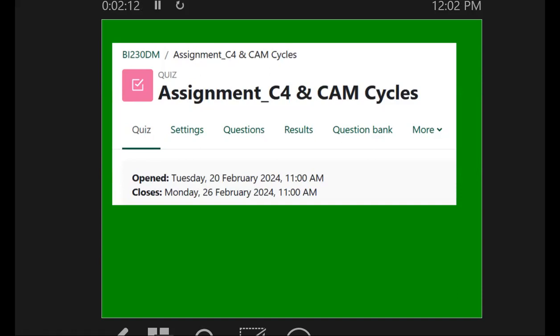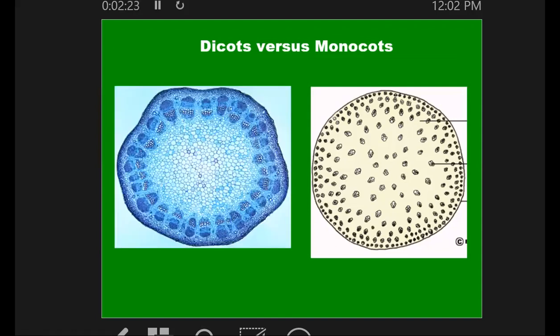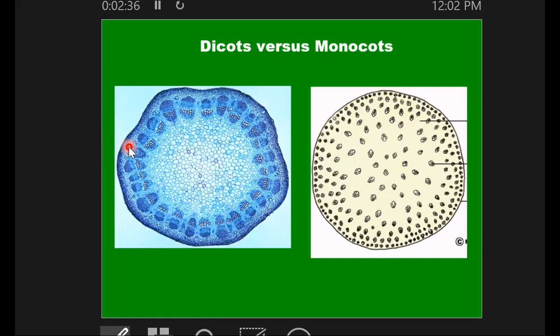All right, so stems. We need to think about stems. We've already looked at roots. So now let's think about dicot versus monocot with the stem idea. So that's what you're seeing here. Actually, the one on the left, the blue one, is a dicot stem.